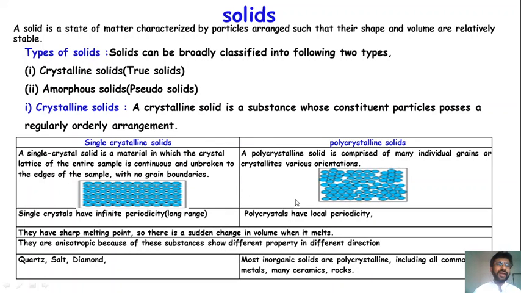In the case of a crystalline solid, when any crystalline solid is heated, it will melt suddenly. That means we can say that the crystalline solid has a sharp melting point. When it melts, there is a sudden change in its volume.